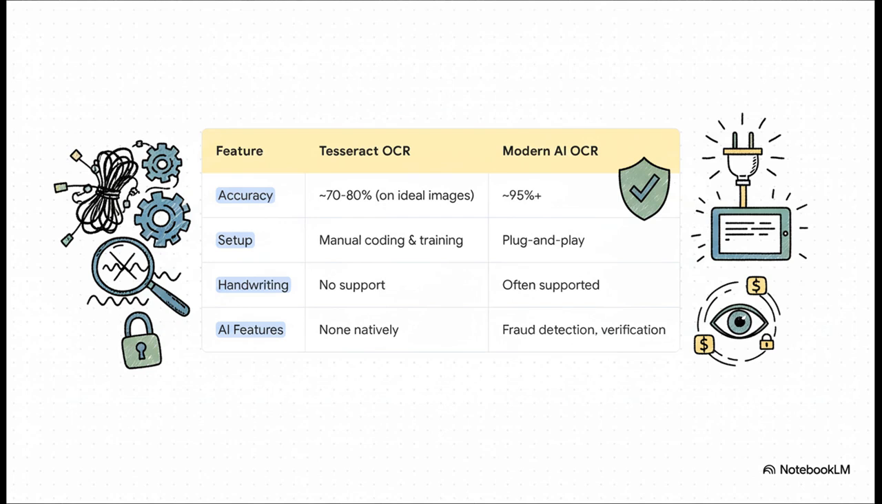And when you put them side by side, well, the differences become pretty clear. Modern AI solutions often hit accuracy rates over 95% right out of the box. They're built to be plug and play, many can handle handwriting, and they come with advanced stuff like fraud detection. Tesseract, on the other hand, needs a lot of manual setup and training, and just doesn't have those AI features built in.